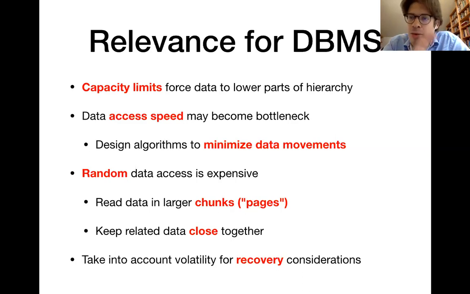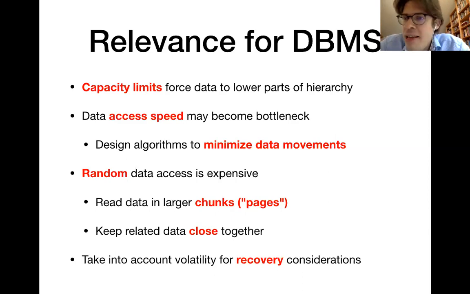And so I want you to internalize those high-level points that I'm noting down here, which illustrate how those storage media properties influence the design of database management systems. Generally, what we have seen is that the capacity of those upper layers of your memory hierarchy is limited.